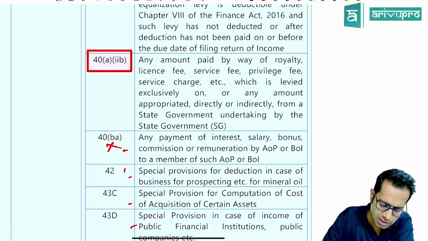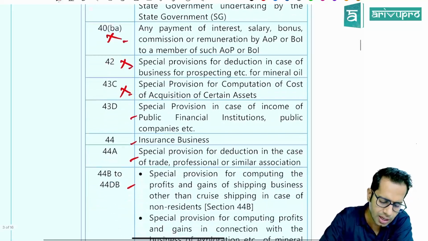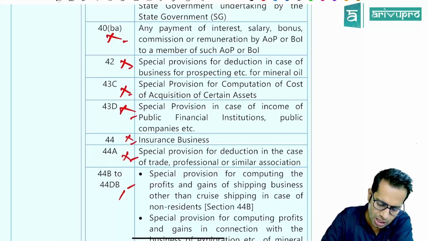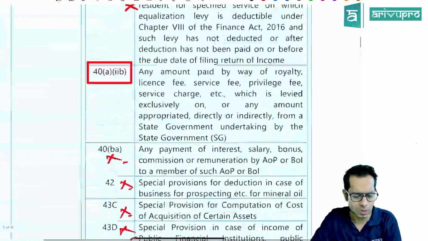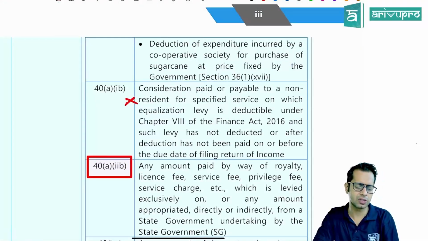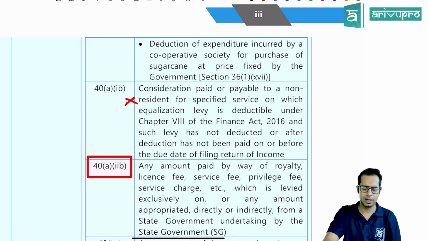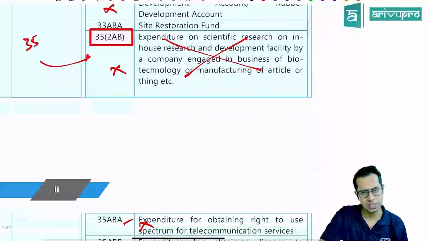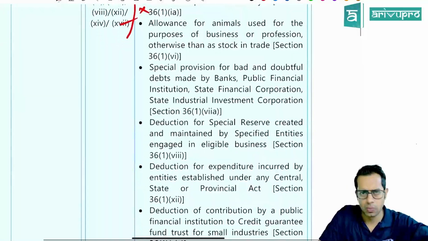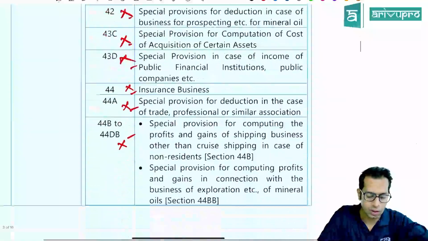This too we have not discussed. This is also not there. All these exclusions which are there, you don't have to study for your examination. So these are the 2 sections which we discussed in the classroom: 40A(2)(b) and 35(2)AB. These are the 2 sections which we discussed in the classroom, which are not applicable to you at your intermediate level.